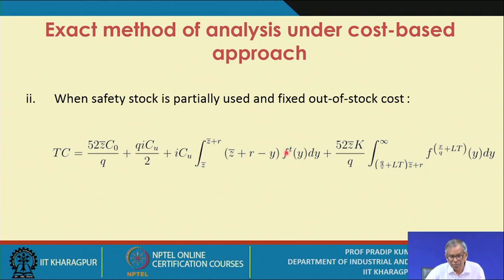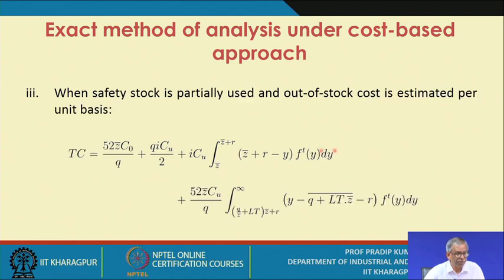That's why it is F superscript T y dy, and this is the part, the fixed out of stock cost, the same expressions you have. This is the probability of going out of stock, and that is the fixed out of stock cost per cycle, and this is just one order cycle. With this one order cycle, there is the total number of order cycles per year.